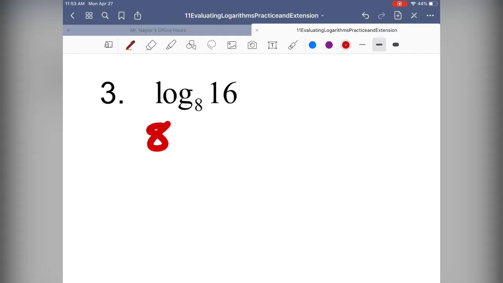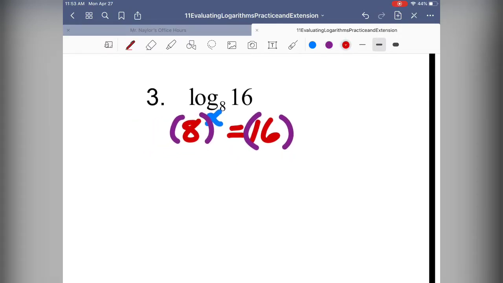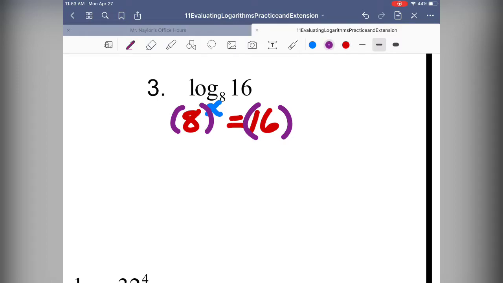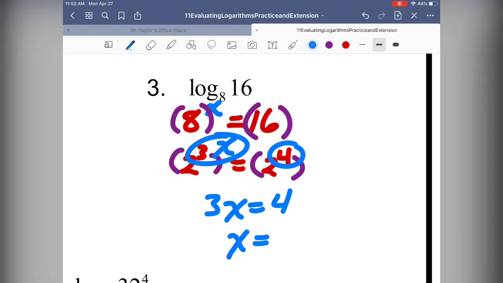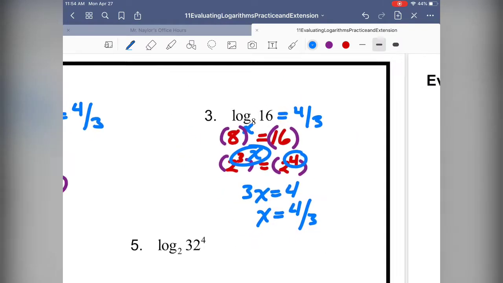Now you should be setting up a statement that says 8 to some unknown power of x would equal 16. Be careful as you match these bases. You don't want to use a base 4. You do want to use a base 2. You do want to say that 8 is 2 to the third. 16 is 2 to the fourth. That means that the exponents would be equal. That means that 3x would equal 4. So that means that our log is equal to 4 thirds, because logs are exponents.